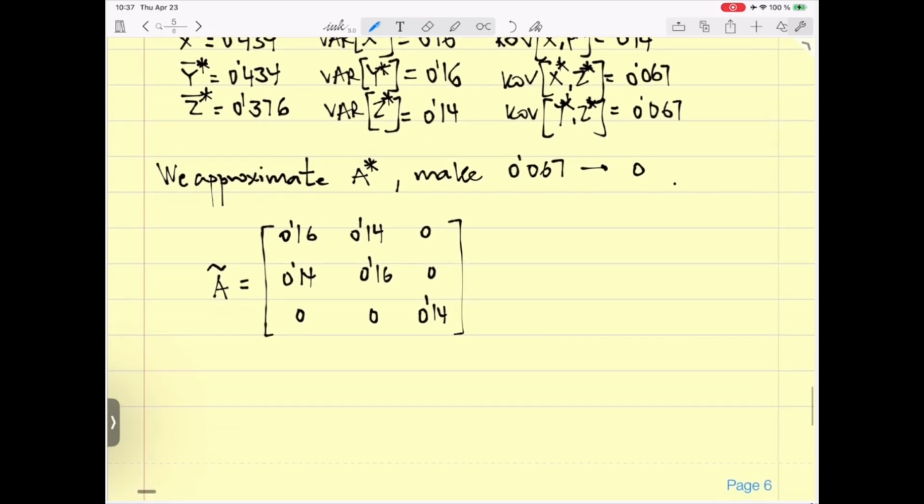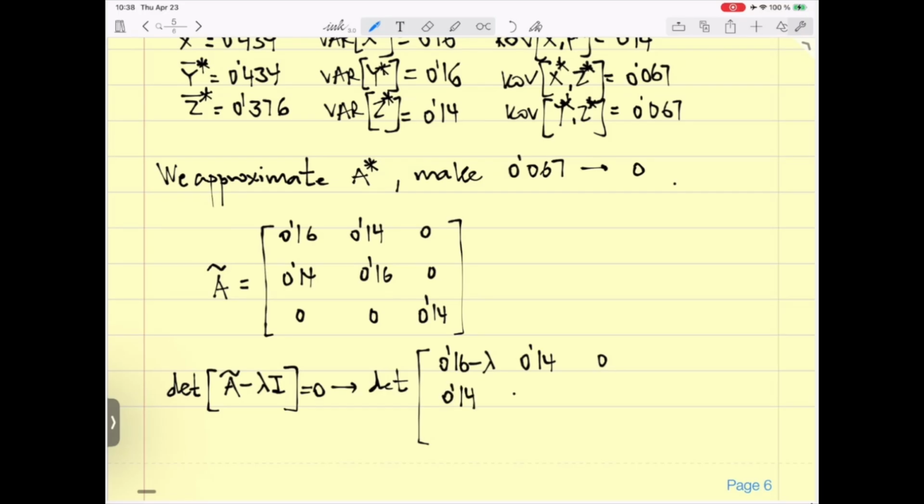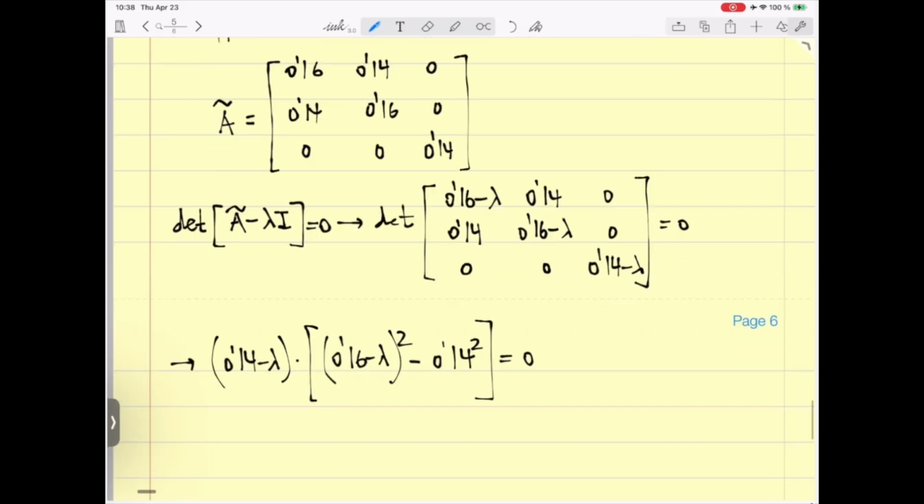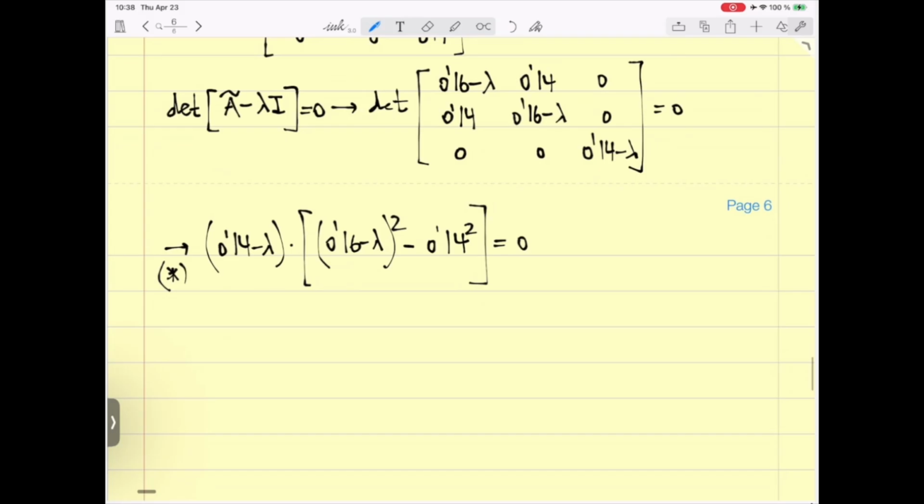So what are the eigenvalues of this equation and the eigenvectors, I guess. So we need to solve this. So the determinant of 0.16 minus lambda, 0.14, 0, 0.14, 0.16 minus lambda, 0, 0, 0, 0.14 minus lambda equals 0. This yields 0.14 minus lambda times (0.16 minus lambda) squared minus 0.14 squared equals 0.